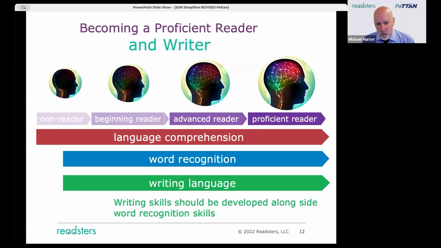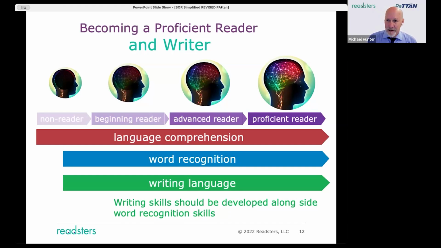We mustn't forget writing. Writing should be included in reading instruction and go along with it, and writing skills should develop right in tandem with word recognition skills. So even in the beginning of word recognition, when we're learning about the alphabet, learning our letters and then learning our letter sounds, we should be learning to write the letters and let that become an automatic process as well. And then as we learn to read, we learn to spell.